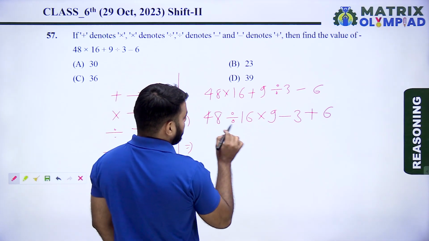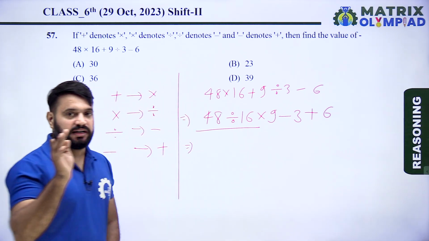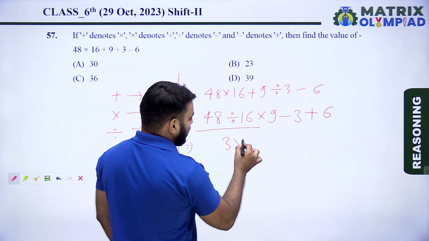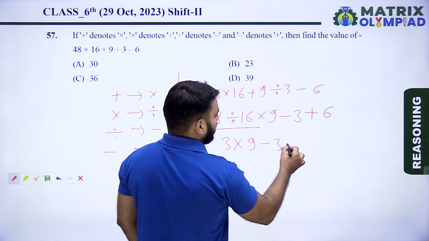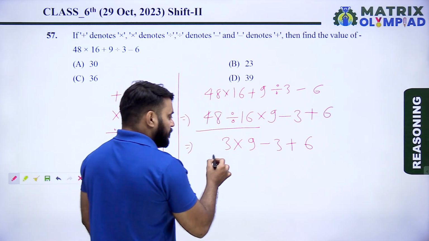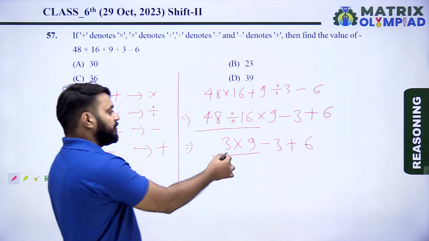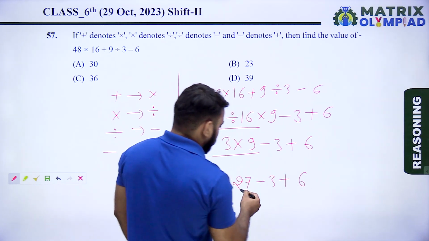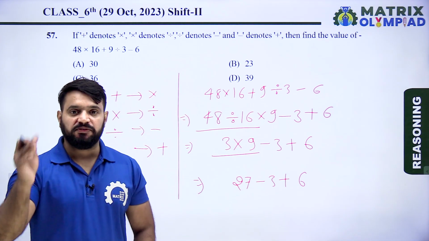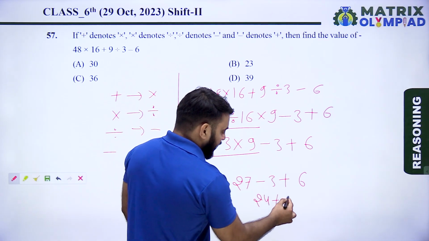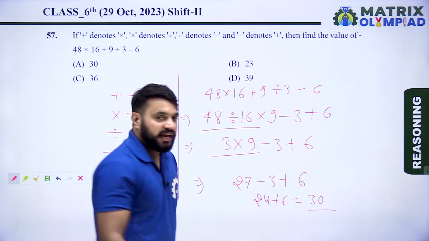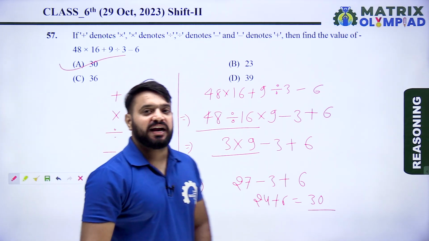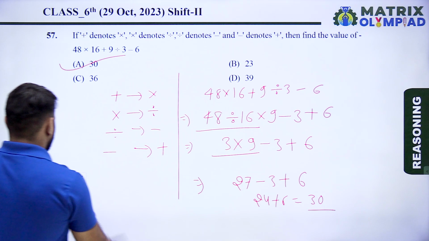So find the value of the given expression. So first divide the numbers. 48 divided by 16 means 3, multiply by 9 minus 3 plus 6. Now multiply the numbers. So 3 multiply by 9 means 27 minus 3 plus 6. 27 minus 3 means 24. Now 24 plus 6 means 30. So 30 is the value of the given expression. So here option A is the correct answer of this question. So let's move on to the next question.